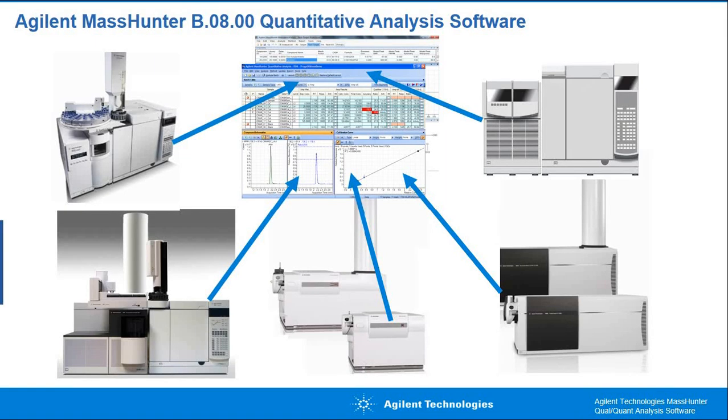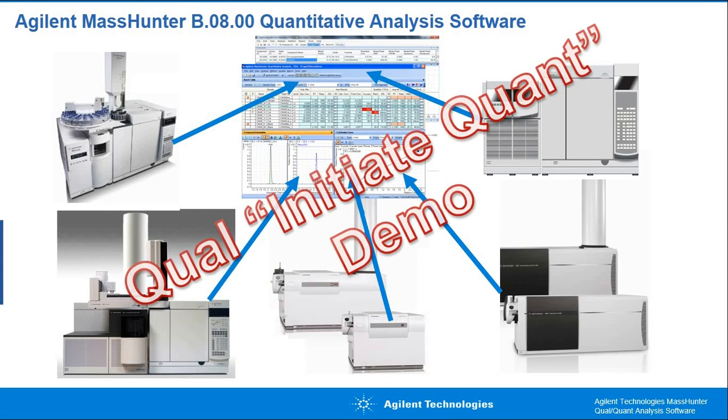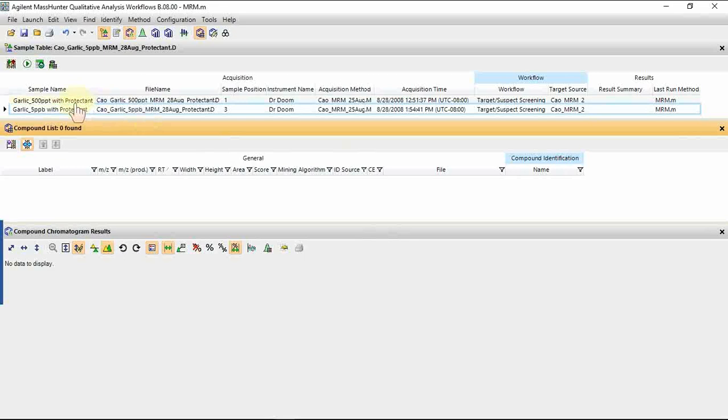And now for a demo of Qual's Initiate Quant. All right, now for the demo, I've got two compounds, one at 5 ppb and one at 500 ppt of garlic with protectants. And you can see I've set up the workflow.